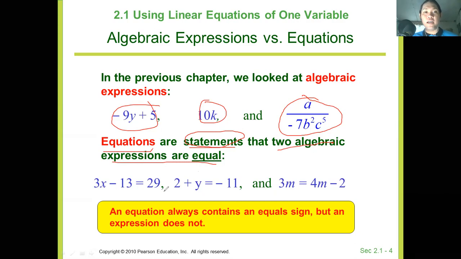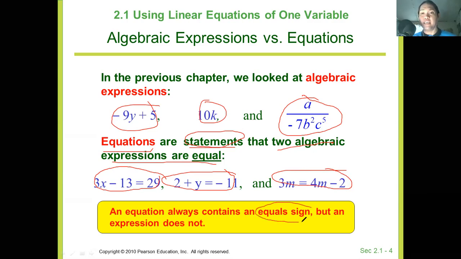Now, in equations we have 3x minus 13 is equal to 29 as our example. We have 2 plus y is equal to negative 11. And 3m is equal to 4m minus 2. So these are examples of equations. An equation always contains an equal sign, but an expression does not.